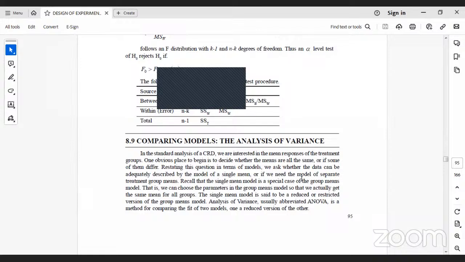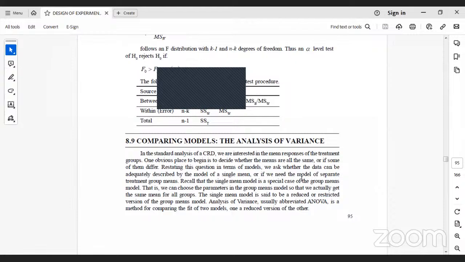Restating these questions in terms of models, we ask whether the data can be adequately described by the single mean model, or if we need the model of separate treatment group means. Recall that the single mean model is a special case of the group means model. That is, we can choose the parameters in the group means model so that we get the same mean for all groups. The single mean model is said to be a reduced or restricted version of the group means model.